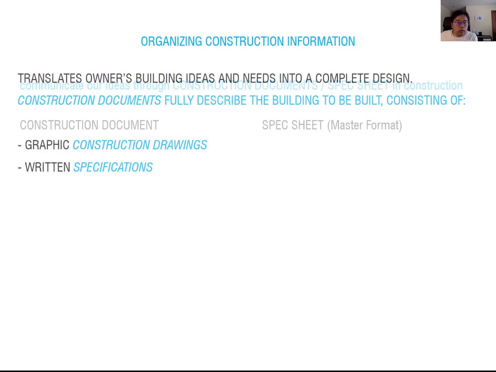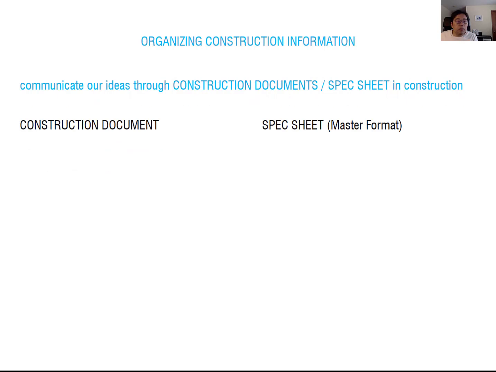Okay. And then we compare the drawing document and the specification sheet. I am also indicating the MasterFormat. We will talk more about MasterFormat next time, but just to mention it, MasterFormat is the most common specification format. So we mostly use this MasterFormat for the specification.